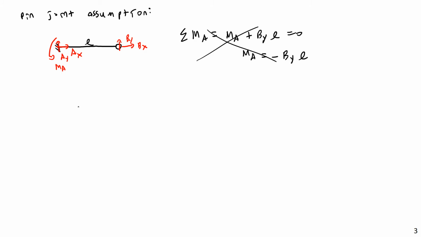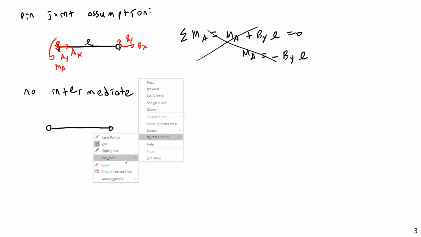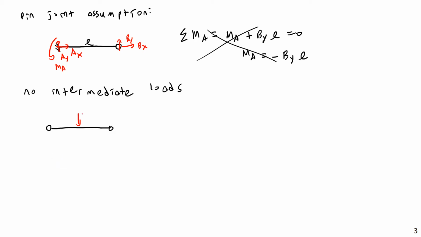Okay, that's fine. What about the next one? What about no intermediate loads? What if I still had pin members, but there was some sort of intermediate load? So we had a pin member, and let me just say there's some load P applied at the middle. P, AX, AY, and BX and BY.